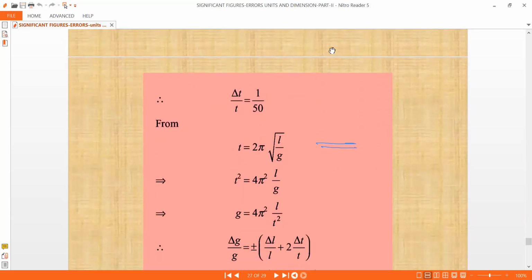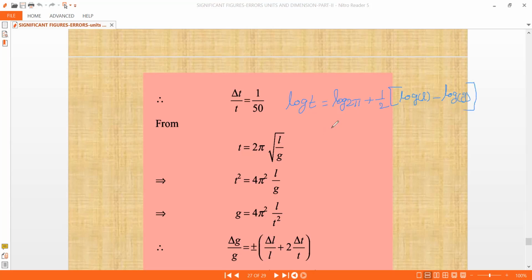And now let's apply this formula T equal to 2 pi into square root of L by G. What we have to do is take log on either side. Log T is equal to log 2 pi plus half log L minus log G. So you can write like this and take the differentials. So you get delta T by T. This 2 pi is a constant, so it doesn't carry any kind of variation. So the derivative is 0 for a constant, that you know very well. So you have half of delta L by L minus delta G by G.